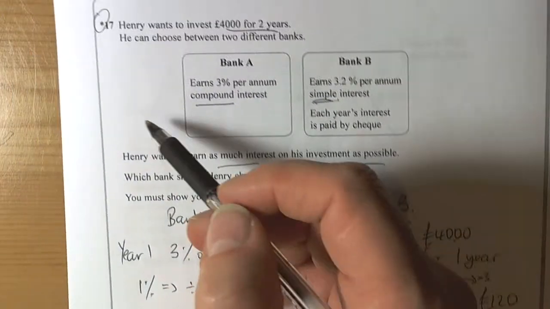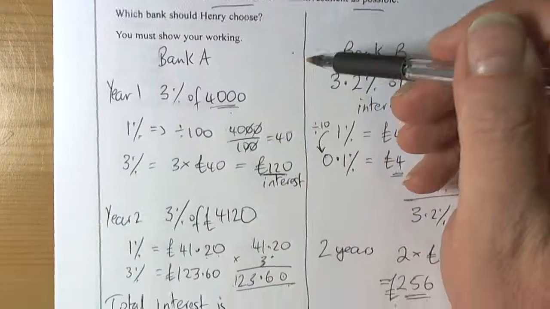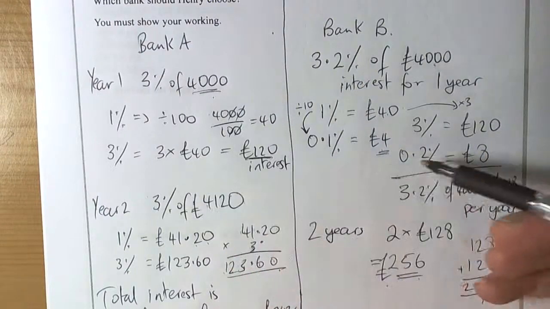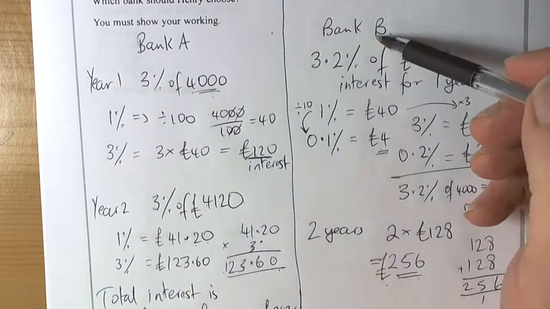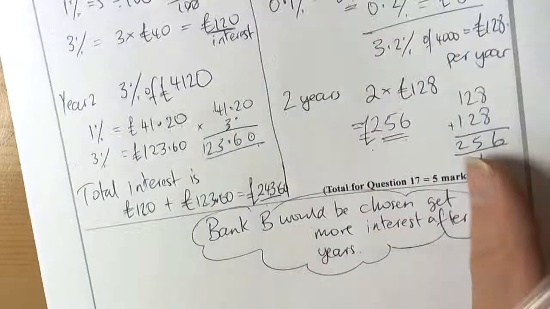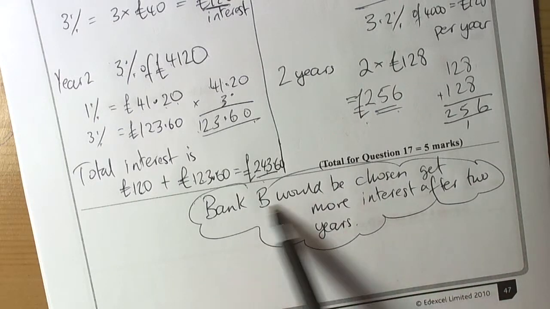So starred question again, think about how to lay it out. 2 things to compare, so split your page in half, do the sums for one thing, do the sums for the other thing, and then make sure you've got that sentence at the end that says what your choice is and why.